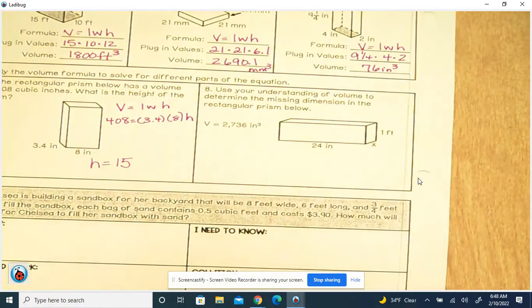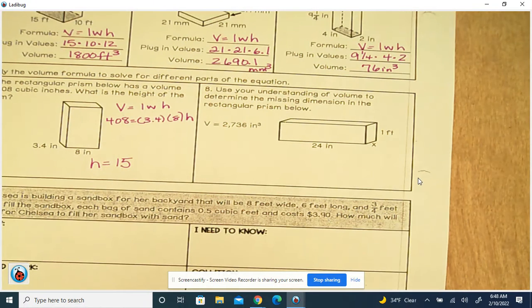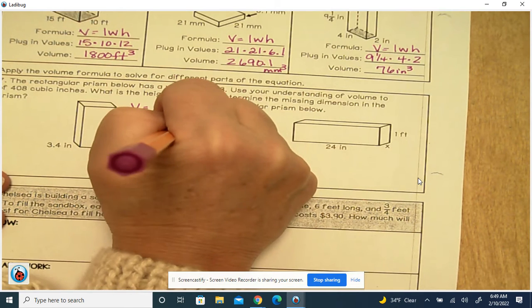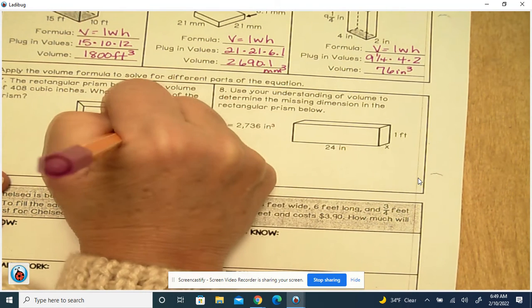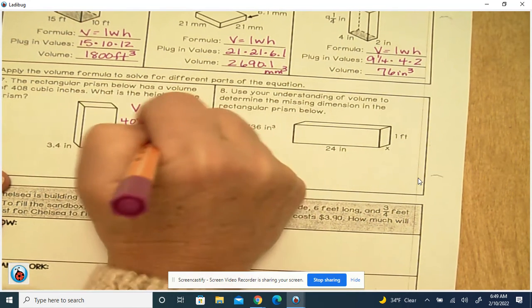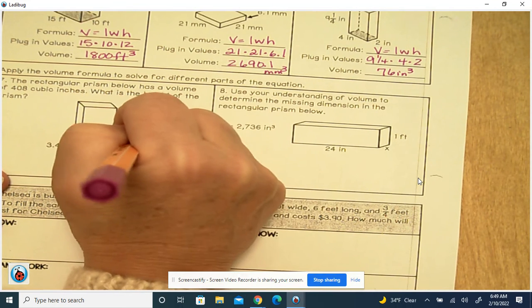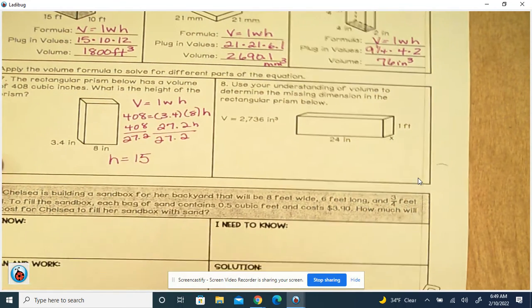All right, and if we did it the other way, let me get this cleared out. We could say 3.4 times 8, and that's 27.2. So now we have 27.2 h equals 408. And then we would divide by 27.2, and h would give you 15.